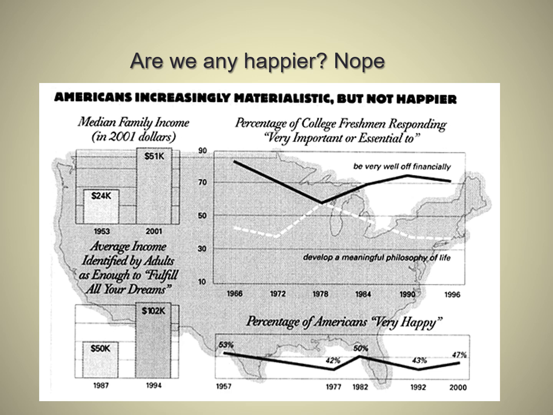The answer is no. There are several different things going on in the graphs, and we'll break down each. On the top left, that's median family income in 1953 versus 2001. It's almost doubled from 24,000 to about 51,000. Below that is the average income identified by adults as enough to fill all your dreams. Note that in 1987 it was 50,000. And by 2001, as you see from the graph above, people were indeed making over 50,000.